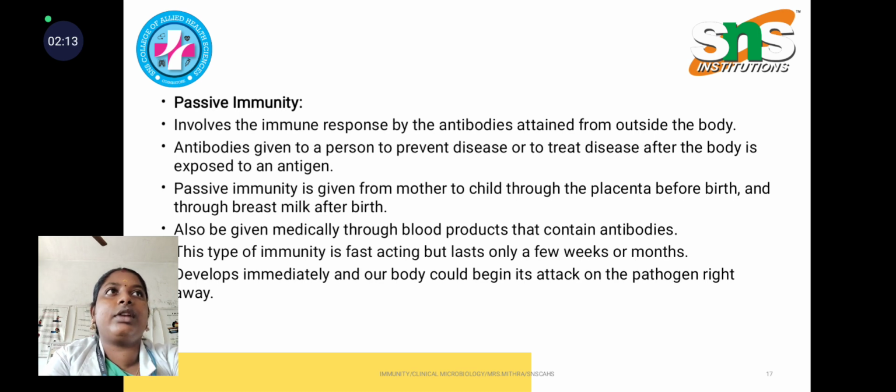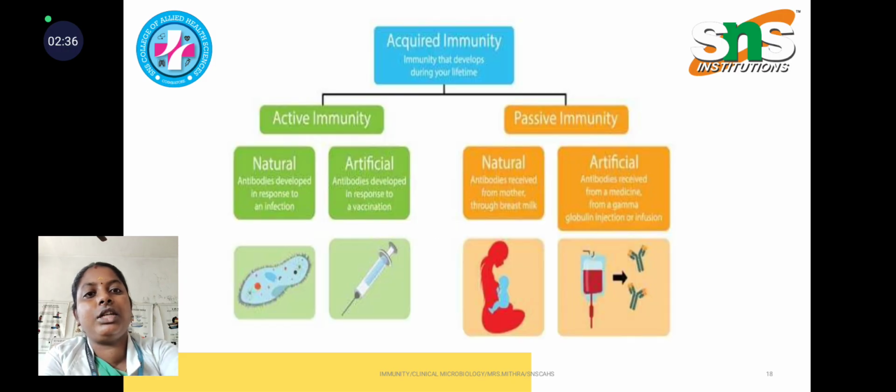So for an effective vaccination, some doses are given to the child. Passive immunity lasts only a few weeks or months, but when it is given, it develops immediately, and our body can begin its attack on the pathogen right away. So this is passive immunity.